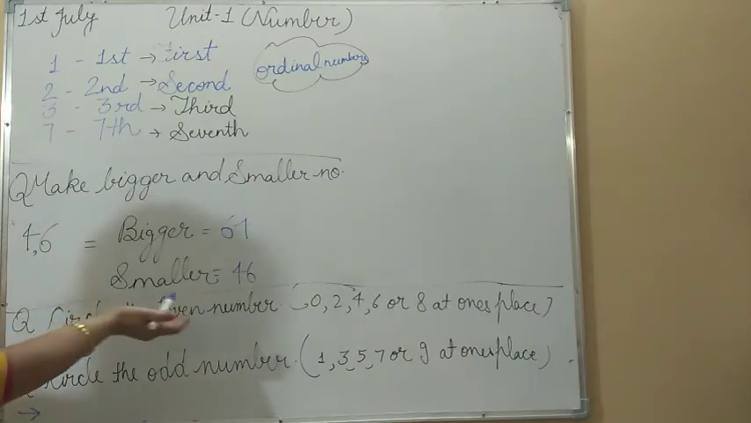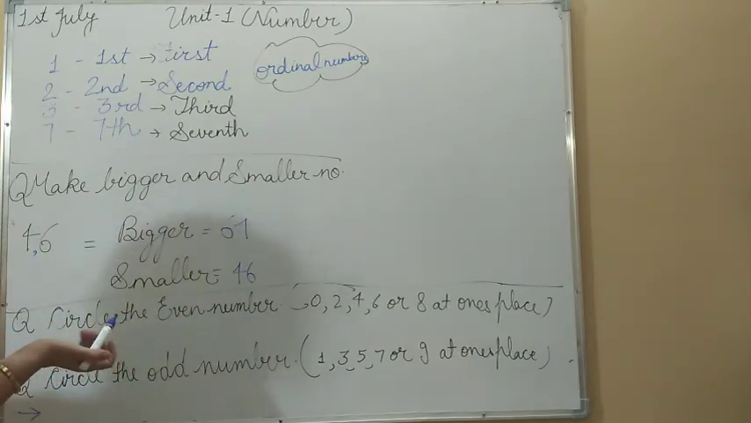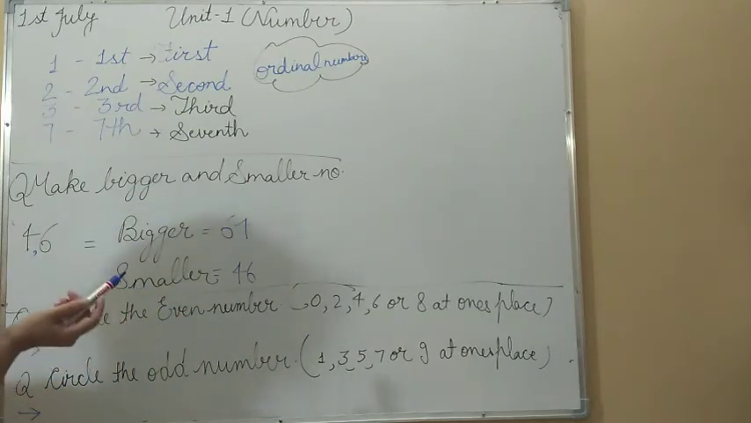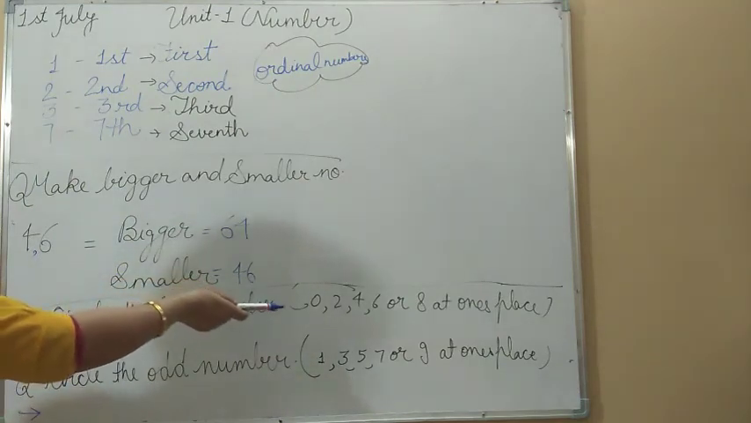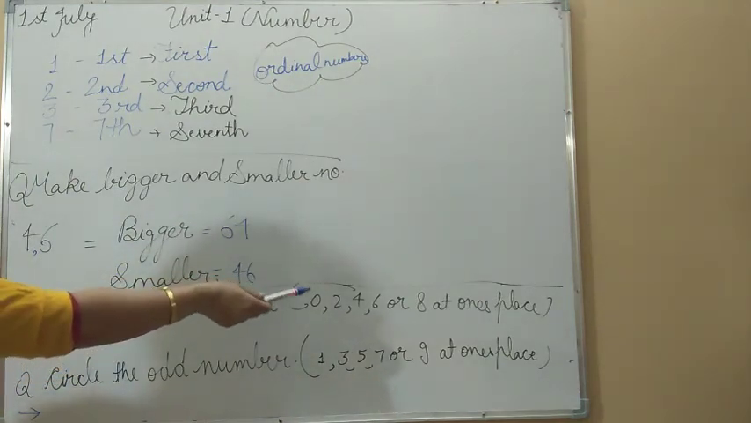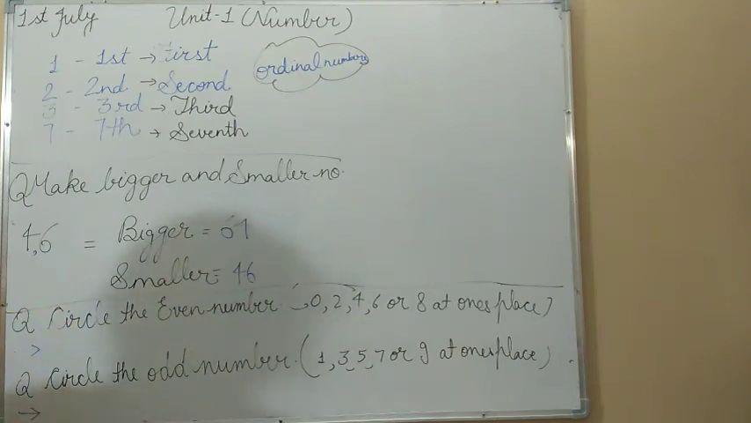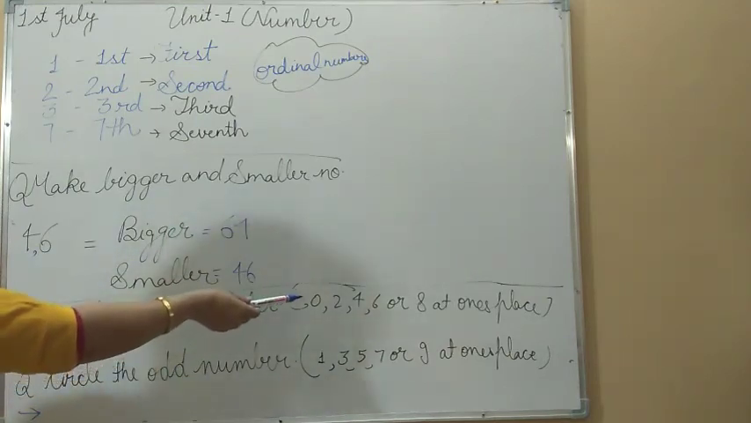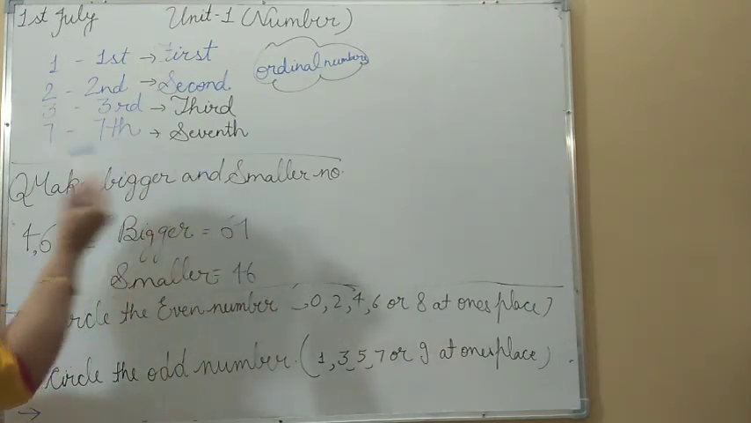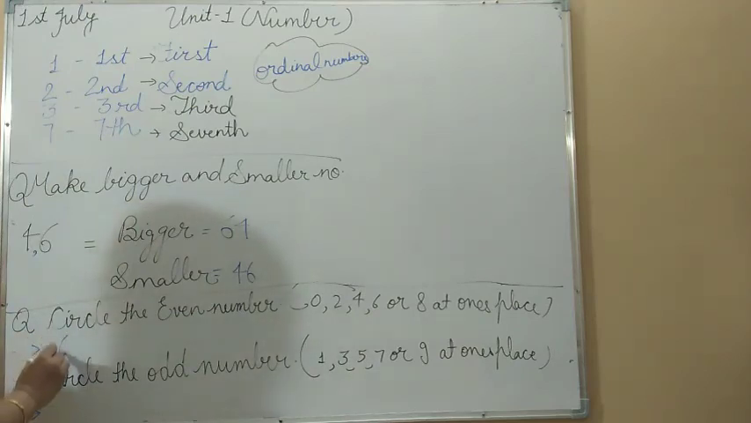Now circle the even number. Which are even numbers? Those numbers that end at 0, 2, 4, 6 or 8 at ones place. Those numbers have these numbers at ones place. These are called even numbers. Like we have 63.